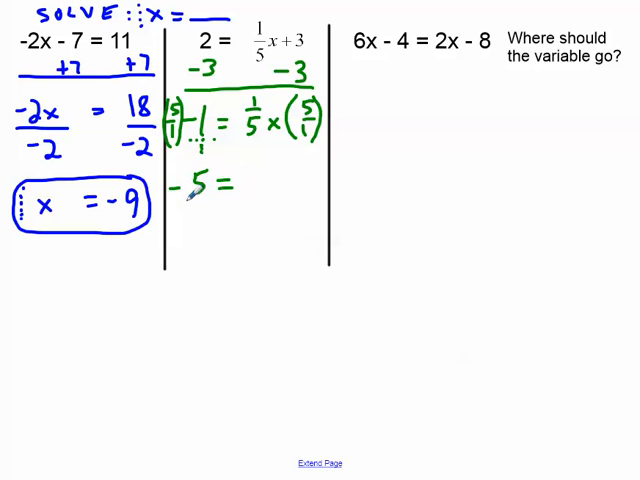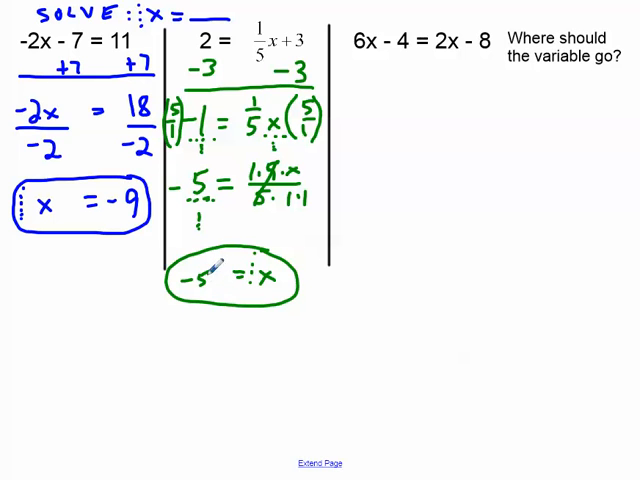Shortcut, negative 5 over 1 is negative 5 equals 1/5 x times 5 over 1. If we want to go the long way, it'd be 1 times 5 times x over 5 times 1. And this again, I guess it'd be over 1 as well, times another 1. Ones kind of don't really matter. 5's cancel out, and I've got just equals x. 1/5 times 5 over 1 gives me just 1x. And there's my answer. X equals negative 5.